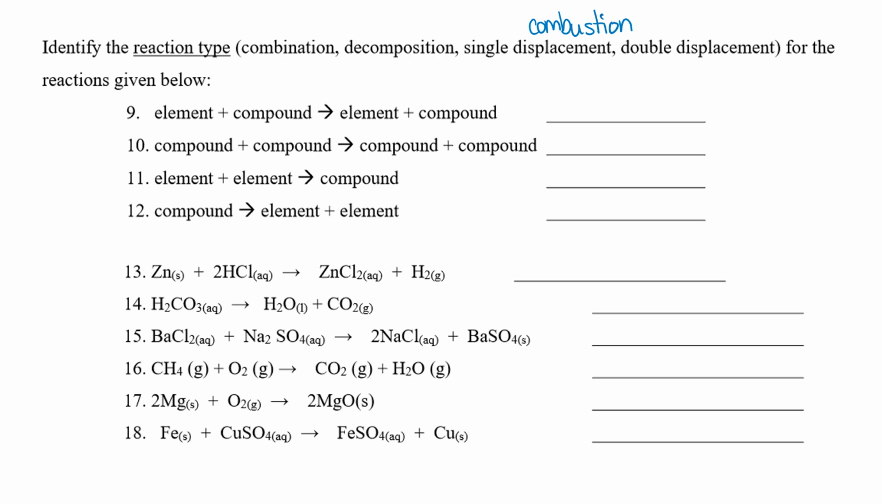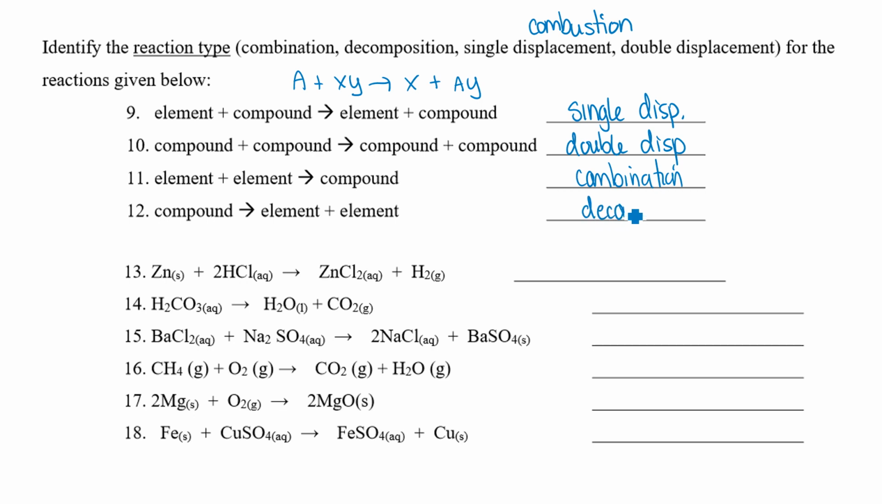This first example, when you have element plus compound makes element plus new compound, this is a single displacement reaction. This next one, number 10, compound plus compound makes two new compounds. This is an example of a double displacement. Looking at number 11, we have two elements coming together to form a compound. That's an example of a combination. And then this last one, things breaking apart, that is a decomposition reaction here.